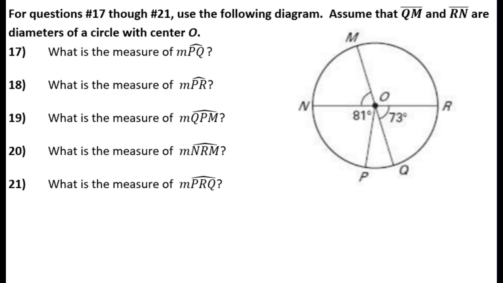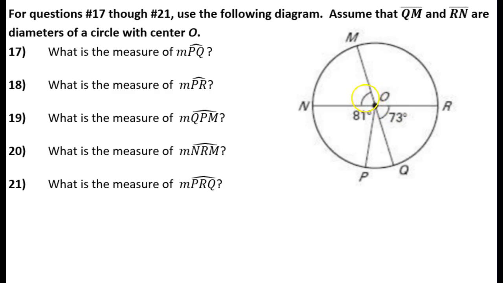For questions 17 through 21, use the following diagram. Assume that QM and RN are diameters. So they're telling you that because you can use it as a semicircle. You could also use it as vertical angles. So the first thing that I like to do in these problems is put down all the angle measures before I even look over here at the question.